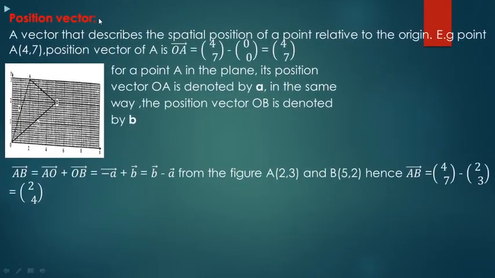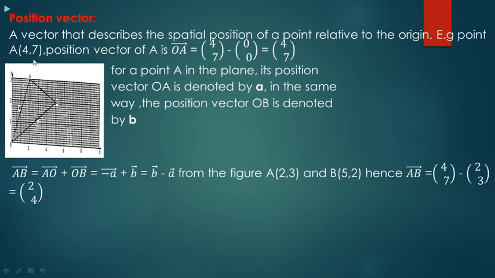Position vector: a vector that describes the spatial position of a point relative to the origin. That is, in relation to the origin. A vector that describes a spatial position in relation to the origin is what we call a position vector. So we always have to relate to the origin.